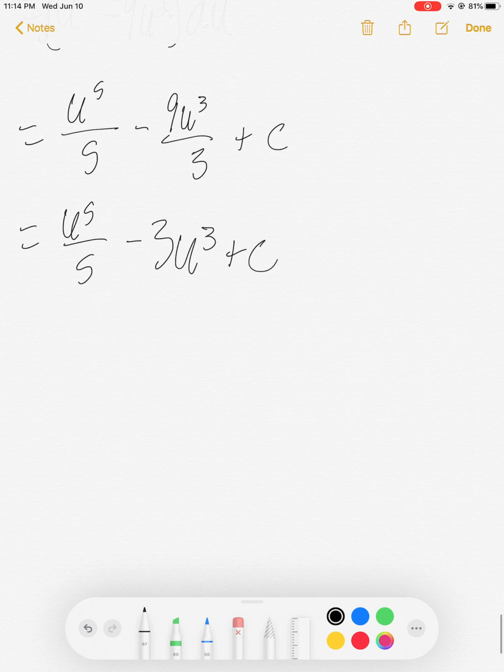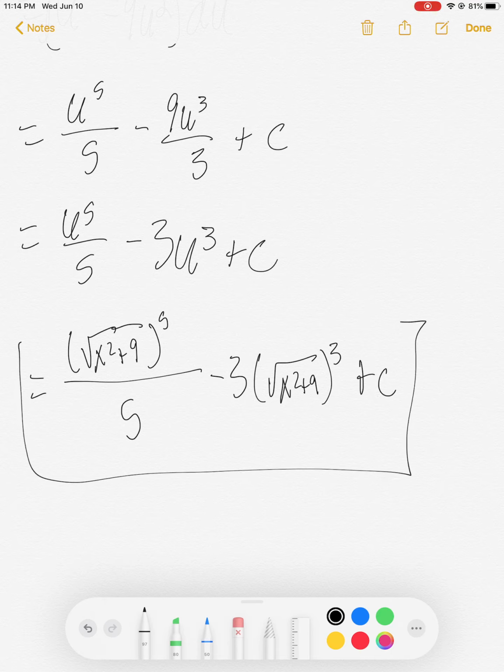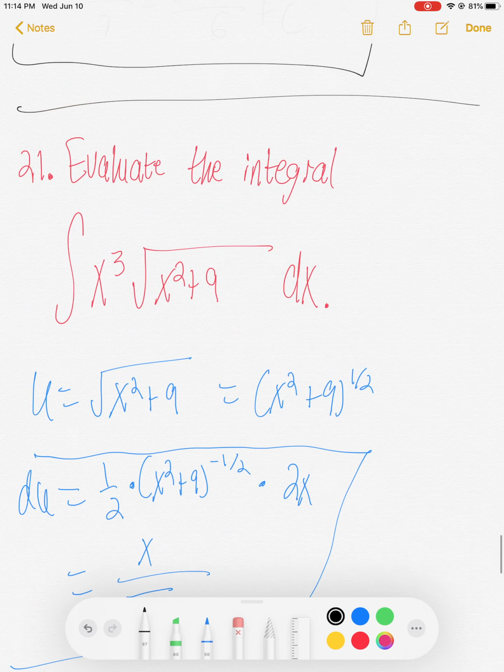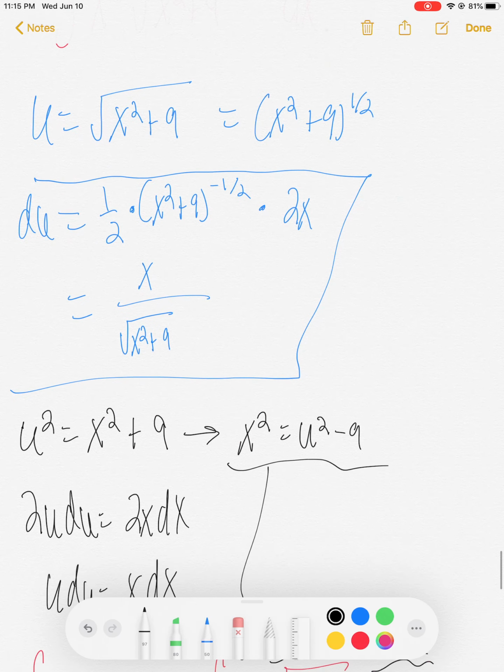Okay, so this becomes u to the 5th over 5 minus 9u cubed over 3 plus c. That's just the power rule at this point. U to the 5th over 5 minus 3u cubed plus c. And finally, I make my substitution for u again. So u is the square root of x squared plus 9. So this is root x squared plus 9, all to the 5th, over 5, minus 3 root x squared plus 9, cubed, plus c.